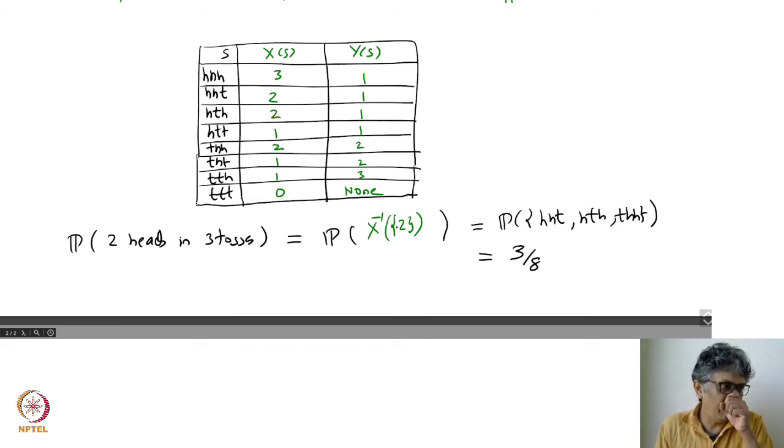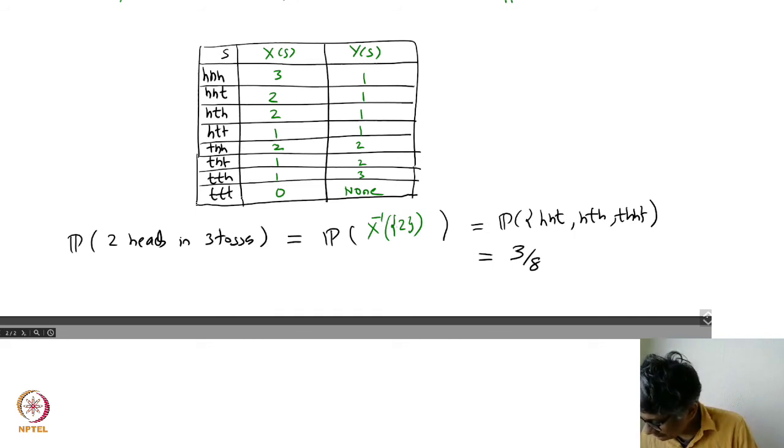Similarly, you can do the thing of probability. Let's go to the next page. Let's do the next one. So let's say you want to know the probability that head occurs in the first toss.